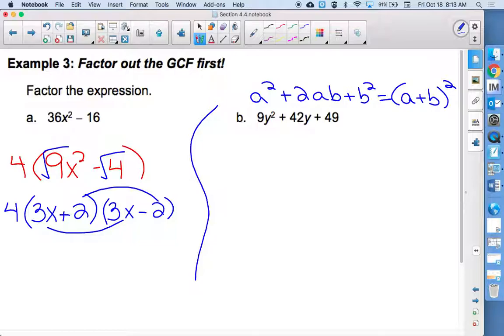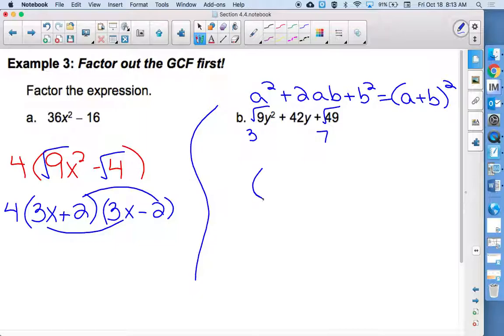So if the first number and the last number are perfect squares, 9 is because the square root of 9 becomes 3. 49 is because the square root of 49 is 7. The middle number says if you double 3 and 7, which is 21, if I double that, that makes 42. That's how I get the 42 when I factor it.